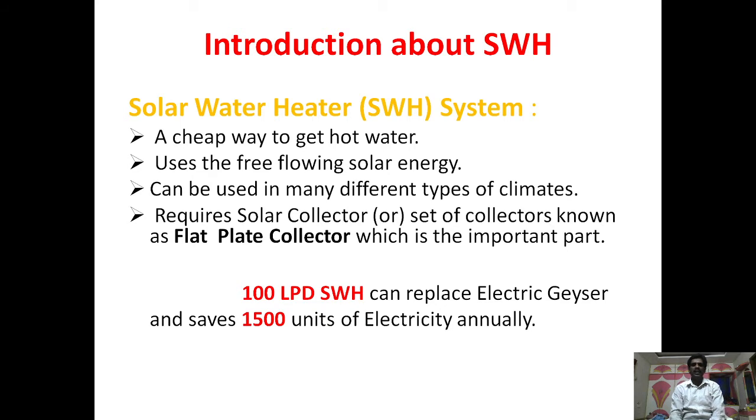If you take a solar water heater system, it will replace the electric geyser and avoid pollution. A 100 LPD, that means 100 liters per day capacity, solar water heater can replace an electric geyser and save electricity units up to 1500 annually.